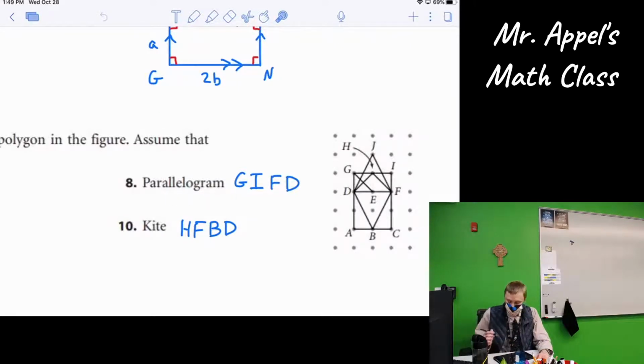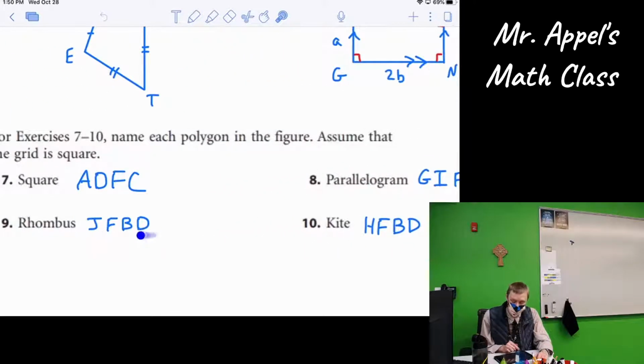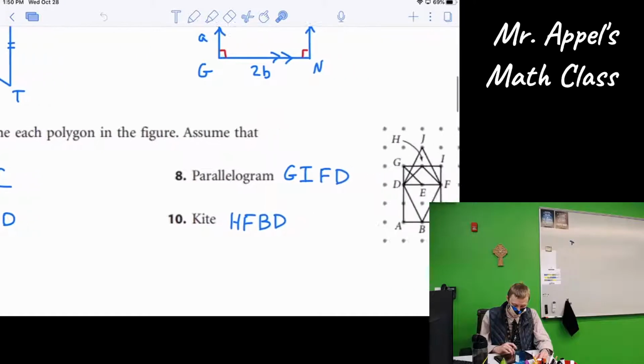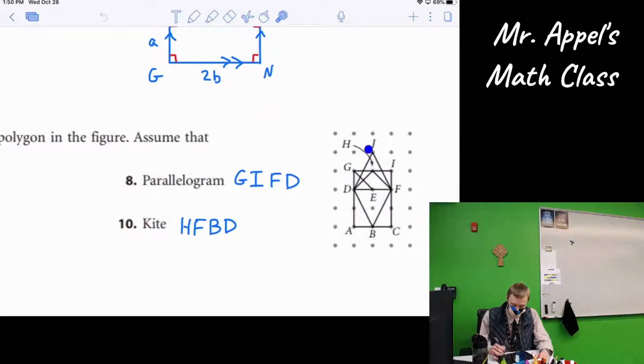The parallelogram could be almost anywhere. I went with GIFD. That's this little guy here. Again, you could go backwards, you could go IFDG, whichever order. You could use this great big rectangle here. Any rectangle counts as a parallelogram. A square is also a parallelogram, so you could reuse that. You could use the JDEF. That's a parallelogram. And in fact, that is more specifically a rhombus, so that's what I used there. A square is also a rhombus, so you could have repeated your answer from square here under rhombus. So there's a couple options for rhombus there.